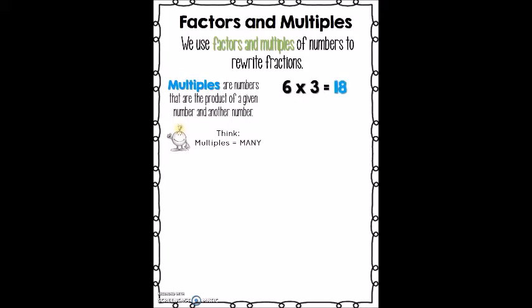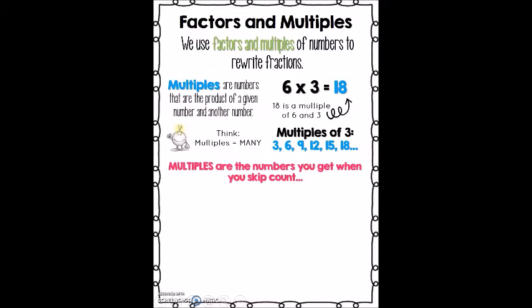And what I mean by this is basically if I have the math problem 6 times 3 equals 18, well, 18 is a multiple of 6 and 3 because it's a number that we get after we've multiplied two numbers together. So let's say I wanted to list the multiples of 3. I could list 3, 6, 9, 12, 15, 18. They keep going on and on and on because, like that memory trick tells us, there are many possible multiples. So multiples you can think of as the numbers that you get when you skip count.